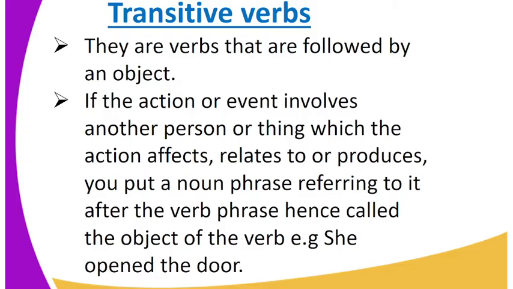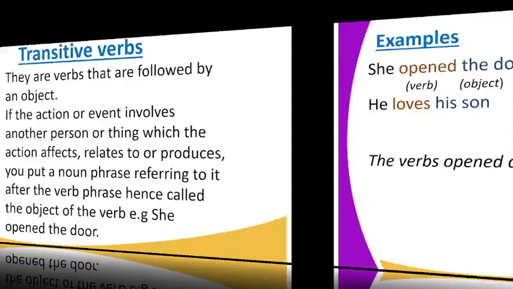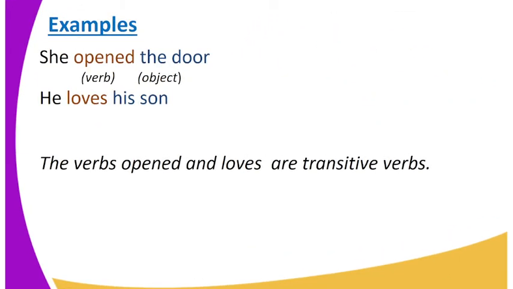For example, she opened the door. You can see after the word opened, which is our verb, we have the door. The door is the one that the action is referring to. So what was opened was the door. That is our object. And so we have said transitive verbs are verbs that are followed by an object. So open is a transitive verb.